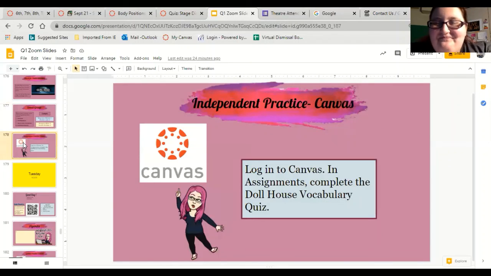All right. Afterward, again, you're completing the Dollhouse Vocabulary.